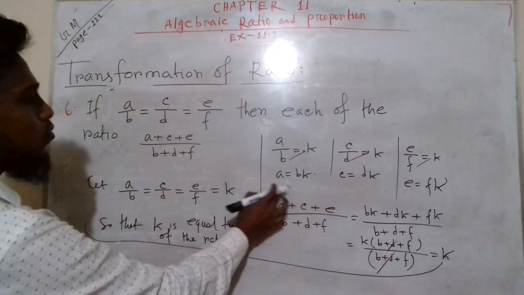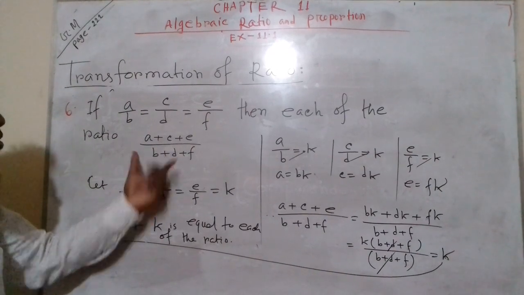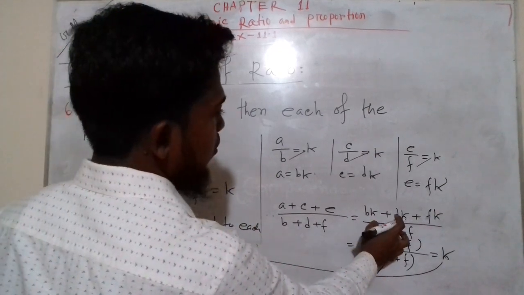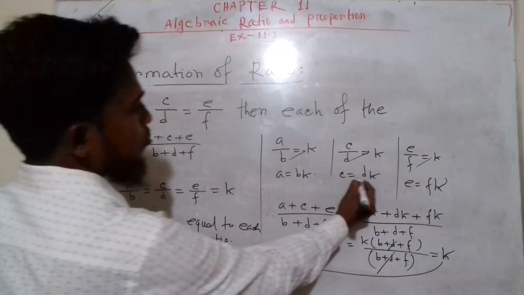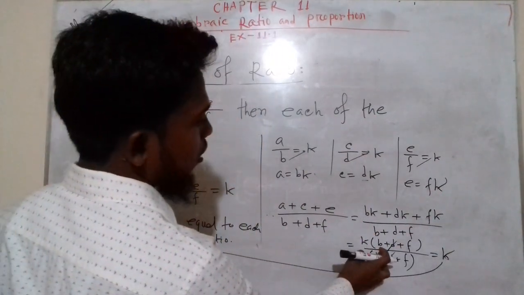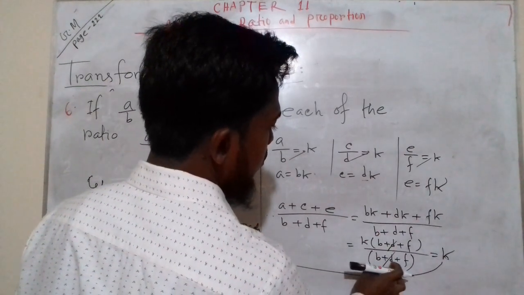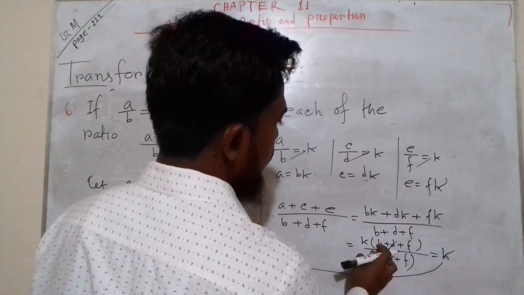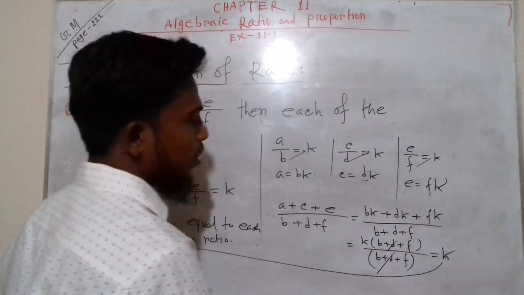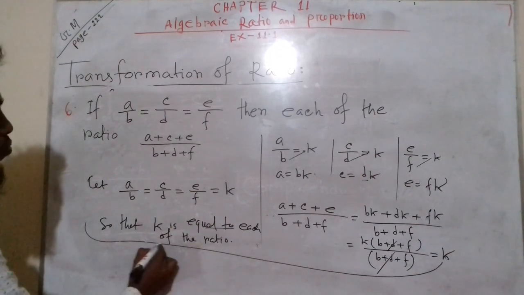Now we put those values of A, C and E in this term. So we can write A as BK plus the value of C, DK, and the value of E, FK. Now we take common K, so we can write K times B plus D plus F, under B plus D plus F. So B plus D plus F upon B plus D plus F cancel. So we can write this equal to K. So K is equal to each of these ratios.